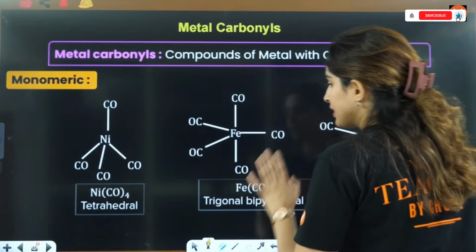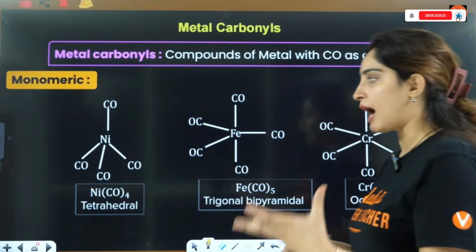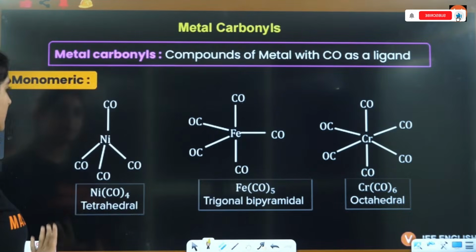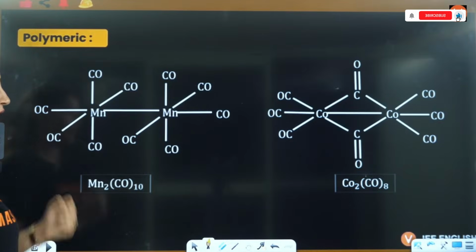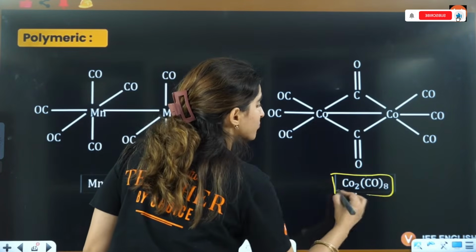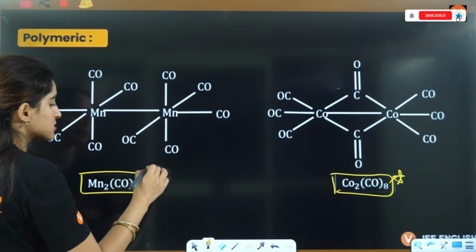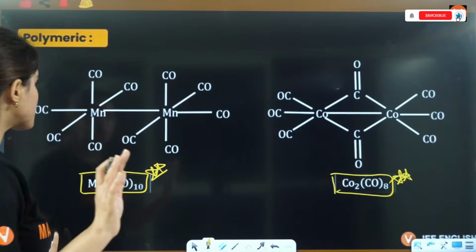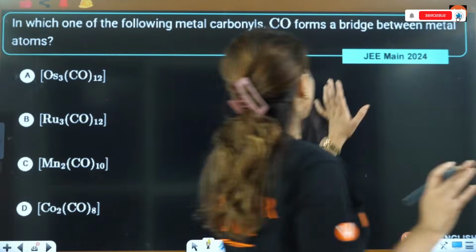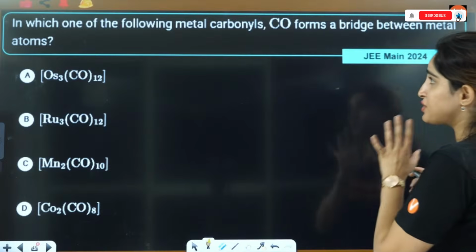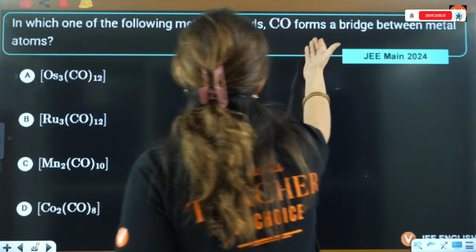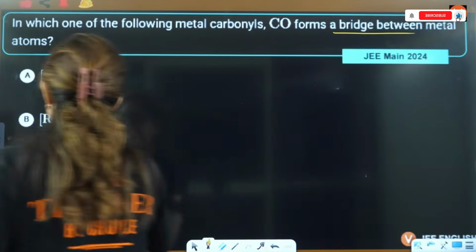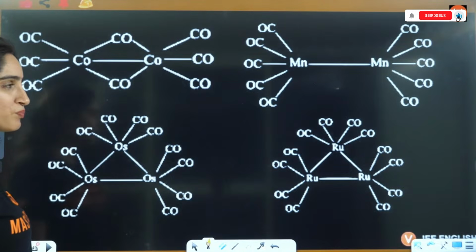Now these are some really important structures that you have for carbonyls like Ni(CO)4, Fe(CO)5, Cr(CO)6, right? Then you have manganese, Mn2(CO)10. Then you have, this is very, very important, okay? These are very, very important structures, right? These are directly from your NCERT, and if you see, questions have been asked directly on the structure. This is a JEE 2024 question, and you will see how they have asked the question. In which of the following metal carbonyls does CO form a bridge between metal atoms, right? So if you see, all these are very important for you, right?